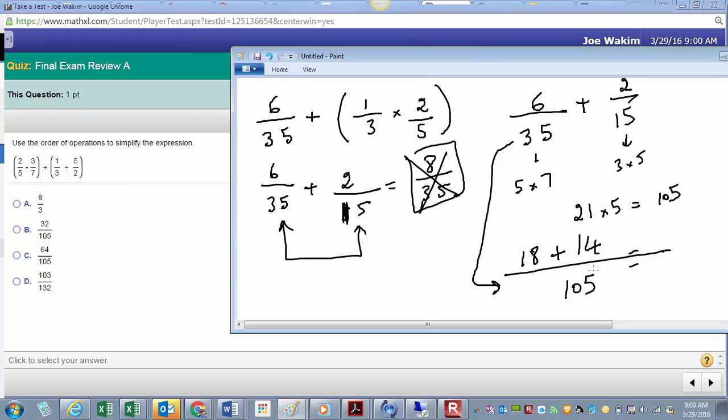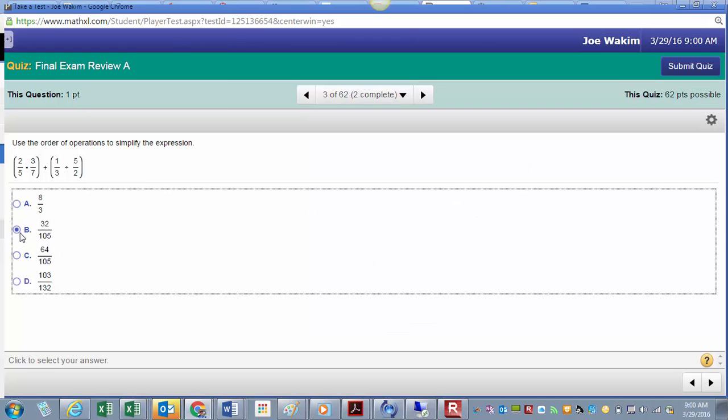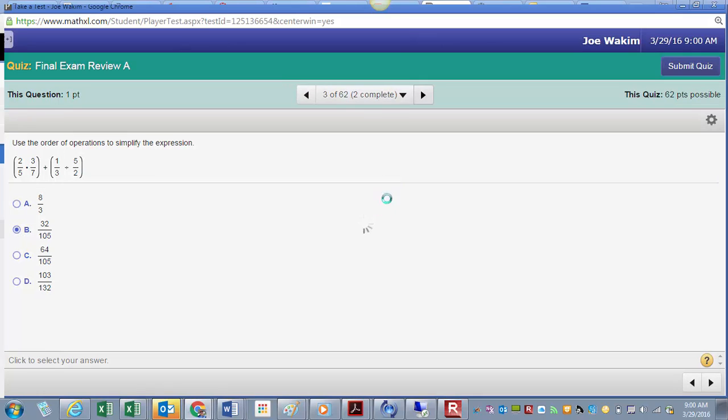Equals. So let's add 4 plus 8, 12. 1 plus 1, 2, and 1, 3. And that's 105. So 32 over 105, we got this answer, so we should be good now. Let's move to the next one, number 4.